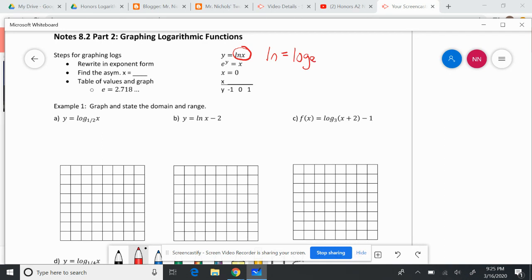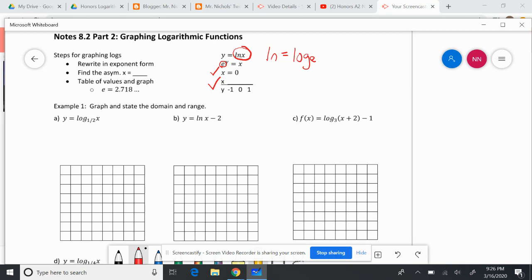So that means that when we're finding the inverse, when we're flipping it around from logarithmic form to exponential form, ln has a base of e, so notice that we have a base of e right here. The y is our exponent, and we get the x by itself. We're going to do the exact same thing as what we did last time. Our vertical asymptote is equal to 0, and we're going to make our xy chart.